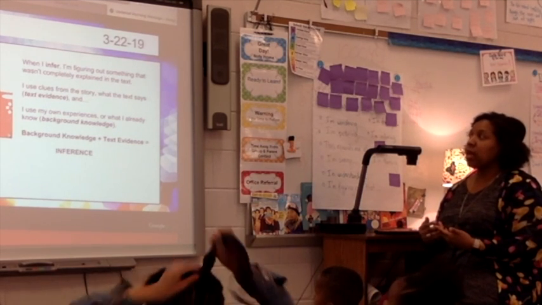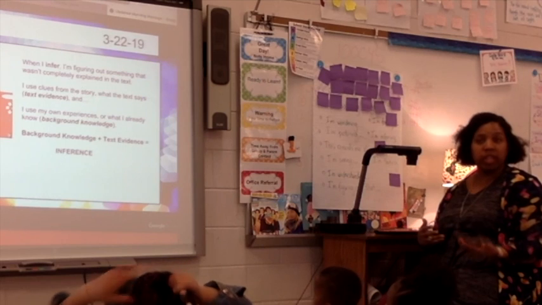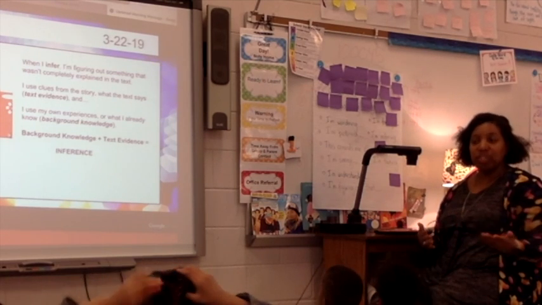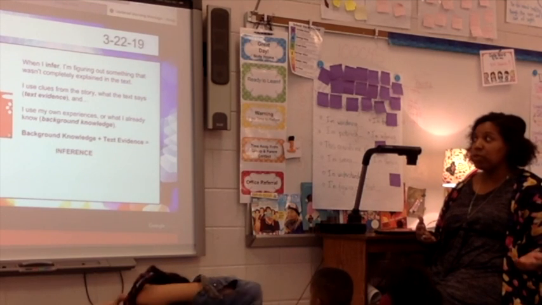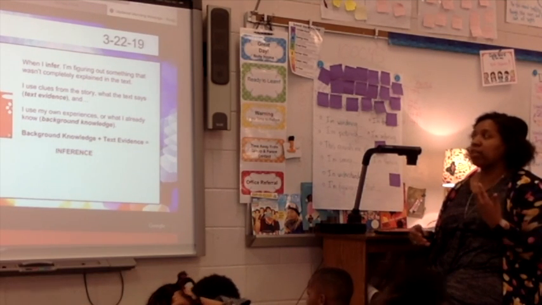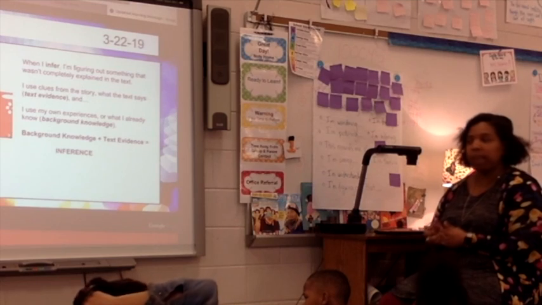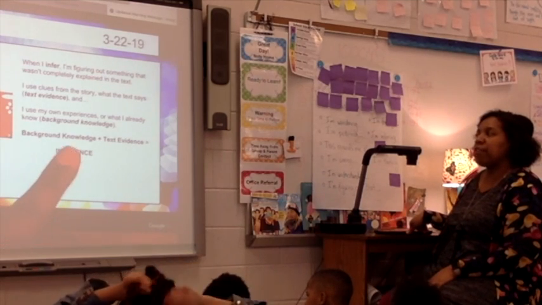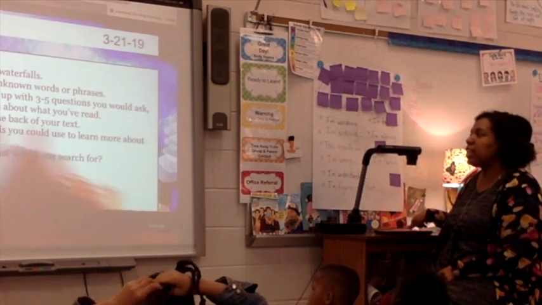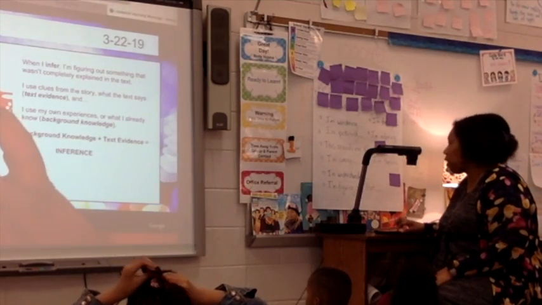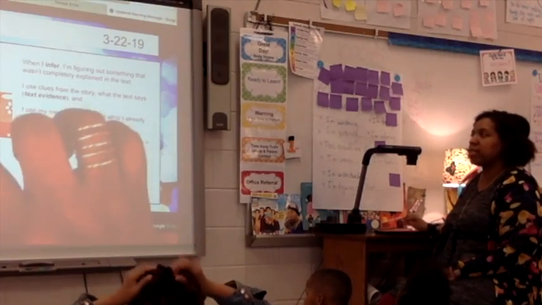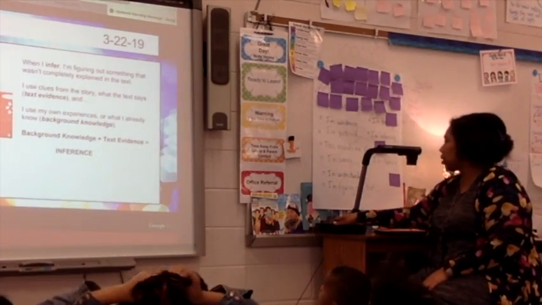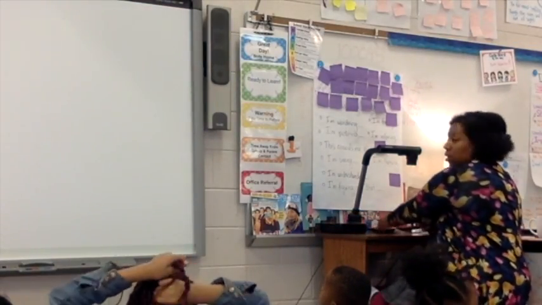And you use your own experiences or what you already know, your background knowledge. So in this case, Maite knew what a birthday cake looked like. Isaiah and Jasmine and I think Jemiah and Tyree knew about the candles. They used their own background knowledge, what they already knew, and they put it together with that picture, and they made an inference. So you say, I infer that this family is celebrating a birthday. Okay? Good job.